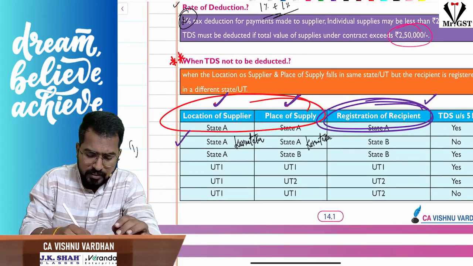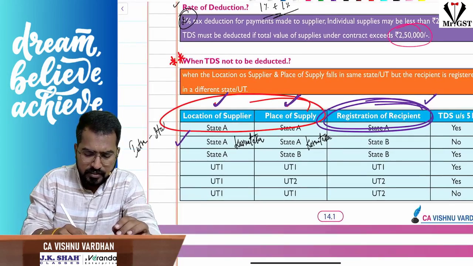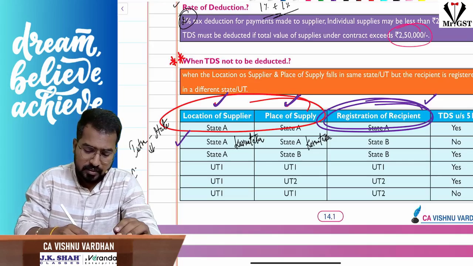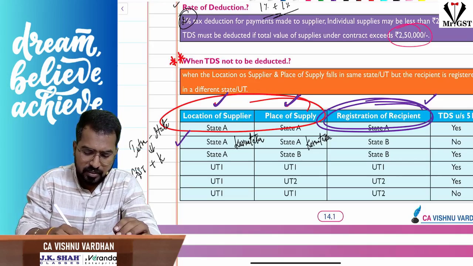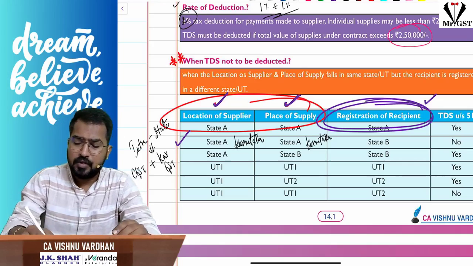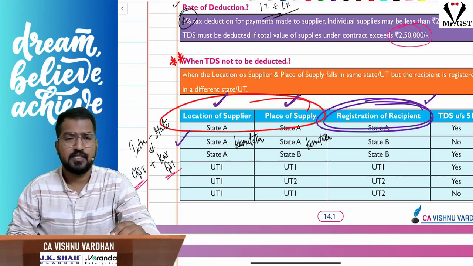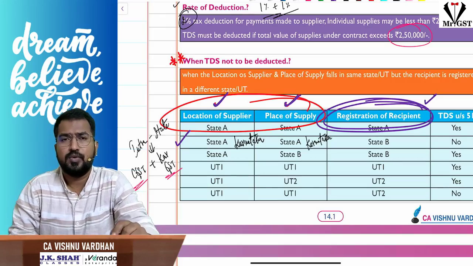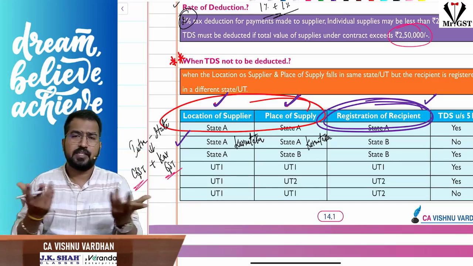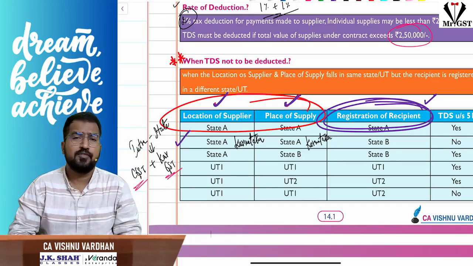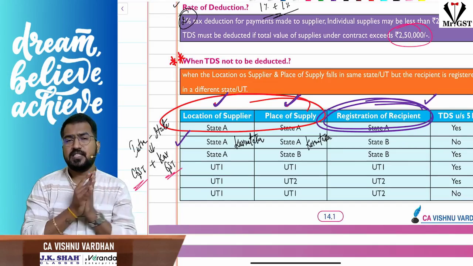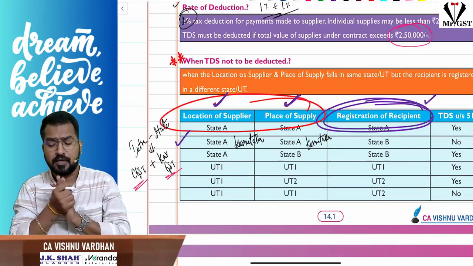You call it an intrastate supply. And what will the supplier charge in the invoice? The supplier will charge CGST plus Karnataka state GST. When the supplier is issuing the invoice to you, he will see the location of supplier and place of supply, both are in Karnataka. So according to the supplier, it is an intrastate supply. In the invoice, he will charge CGST plus Karnataka GST. So when he is charging CGST plus Karnataka GST, what will happen?